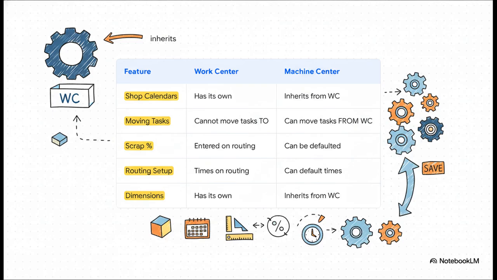This table sums it up so neatly. You can see the pattern, right? Work centers are the parents, and machine centers inherit stuff from them, things like their calendars and financial dimensions. The big functional wins you get with machine centers are the ability to default values, like scrap percentage or setup times, which saves a ton of data entry, and that really powerful move task functionality we talked about. Work centers, on the other hand, are much more self-contained and generic.